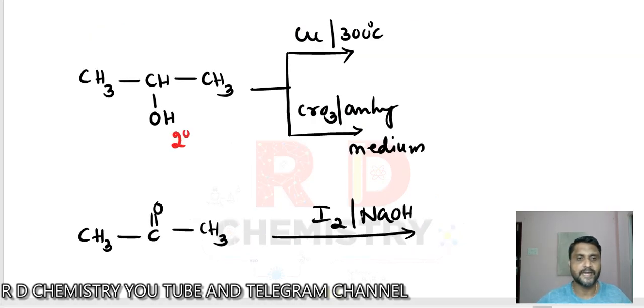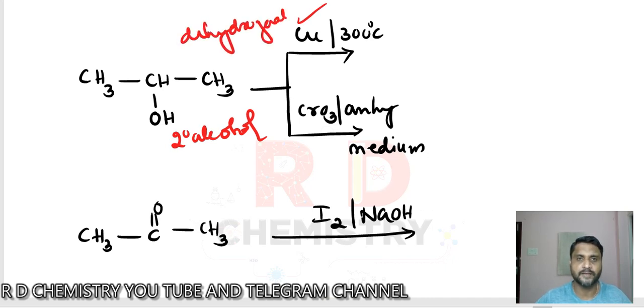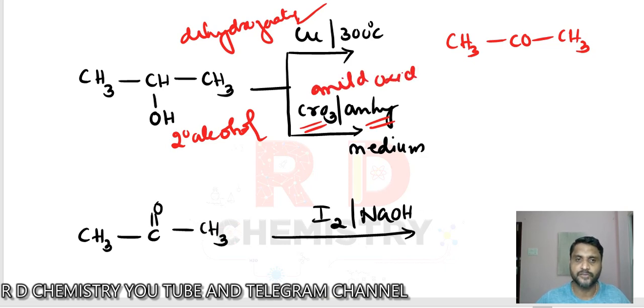Next question, we have a secondary alcohol. Remember, if a secondary alcohol is there, I can make use of copper. Actually, copper is a dehydrogenating agent. Dehydrogenation means removal of hydrogen, also called oxidation. So secondary alcohols are getting oxidized to give the ketone. So we get CH3COCH3, this is acetone. Chromium trioxide in anhydrous medium is also a mild oxidizing agent. So a secondary alcohol becomes the ketone, the same molecule, CH3COCH3.